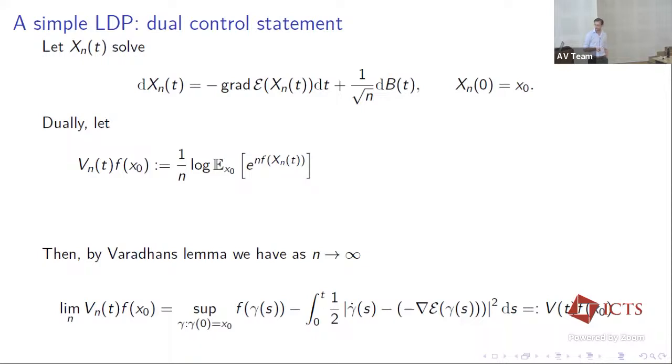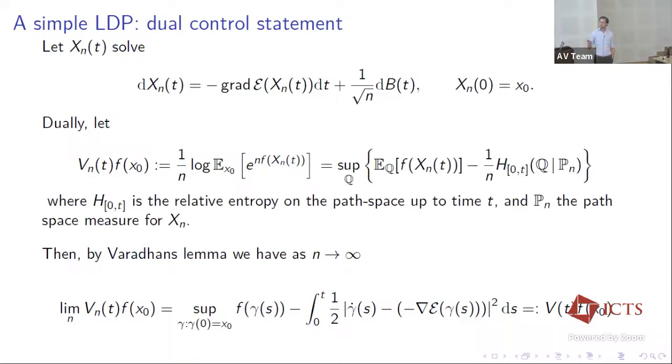So this is convex duality. So the dual space of the space of continuous functions is measures. So I can re-express this object in terms of a supremum over path space measures, where you evaluate the expectation under Q of f at time t, and I have to subtract the corresponding entropy. Yeah, so I take the path space entropy between Q and my original measure. I evaluate it on this time interval from 0 to t. That's what I subtract.